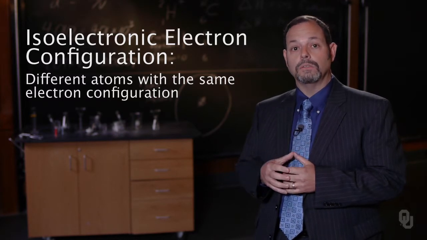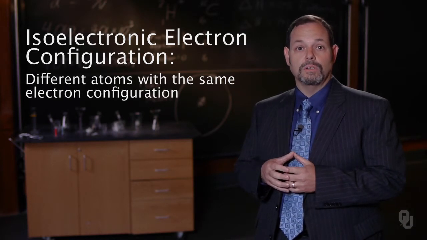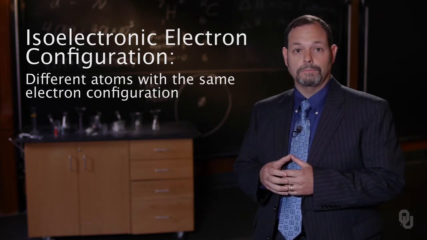This is called an isoelectronic electron configuration. Our elements, when they create ions, want to have an isoelectronic configuration like our noble gases. Let's look at another group, group 7A. These are our halogens: fluorine, chlorine, bromine, and iodine.